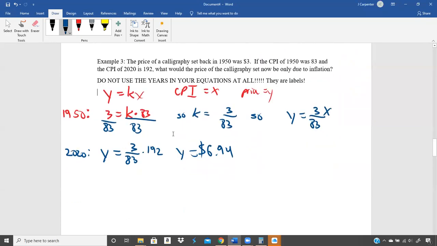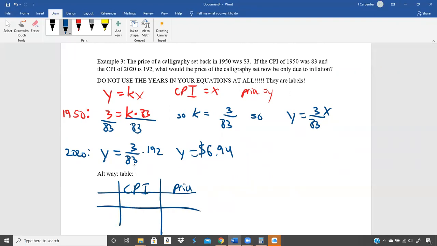Did you have to do this problem that way? Nope. I'm not going to rewrite the question this time because there's no break. The alt way using the table, here's what you do. You have a column for your CPI, and you have a column for your price. And then your two different rows, if you want to label them, are just the years, 1950 and 2020. Again, don't use those for table calculations. You should not be drawing boxes around that. Right, the CPI is in there.